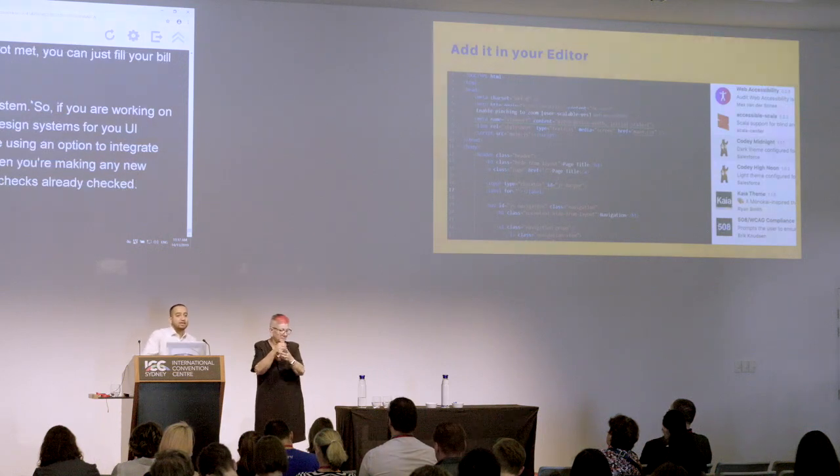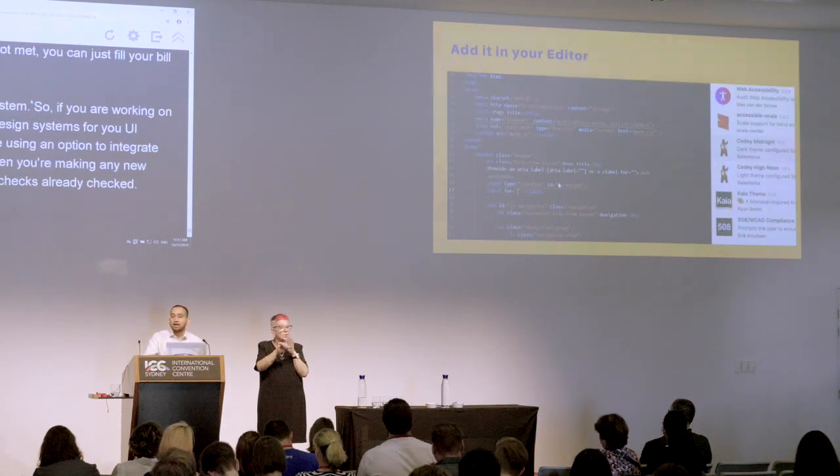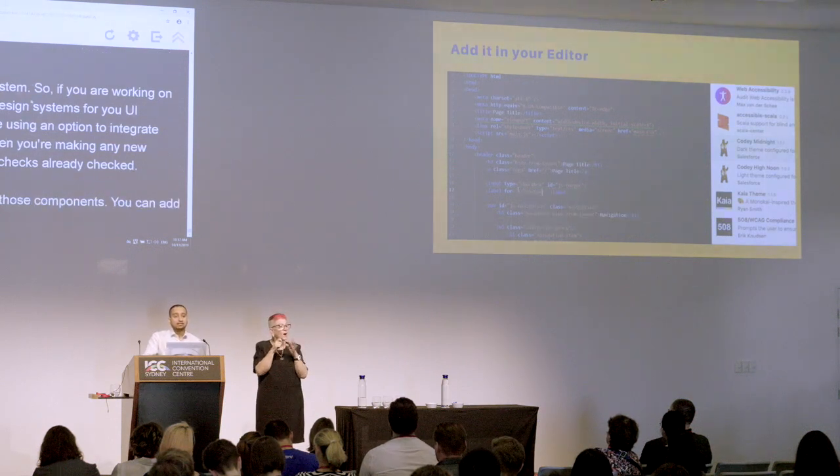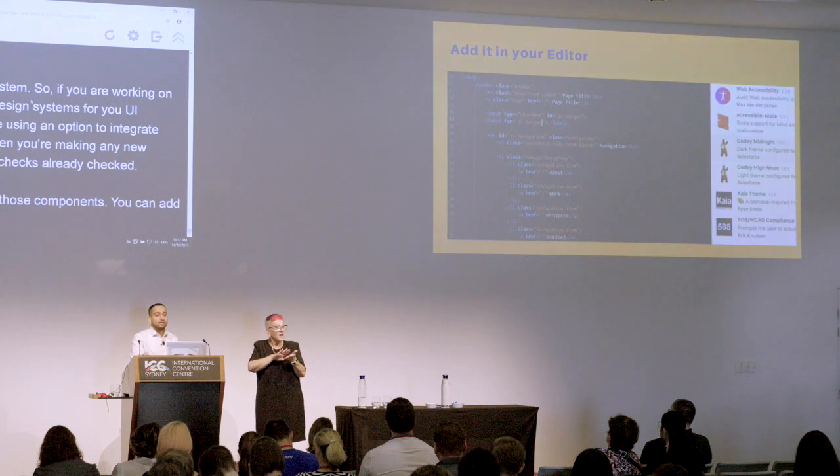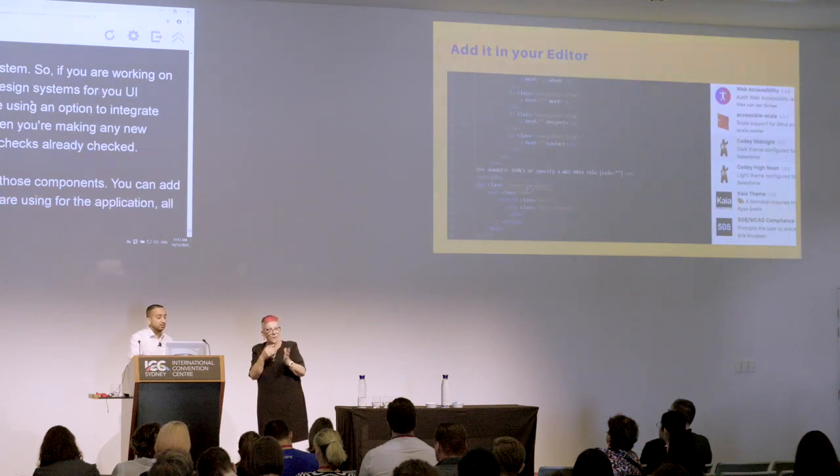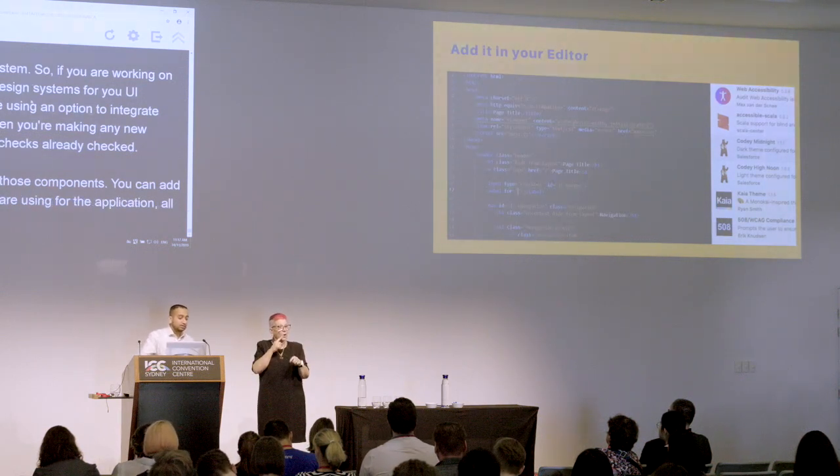You can add it in your editor. No matter whatever editor you are using for developing applications, all the editors provide accessibility tools. You just add them, integrate them, and start using them. It will automatically tell you where the issues are.